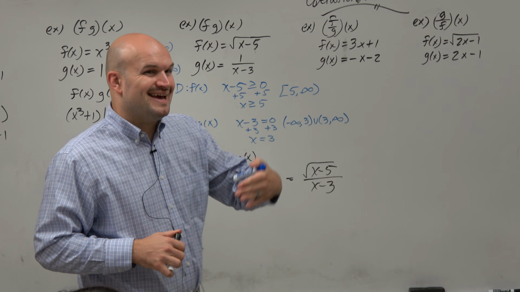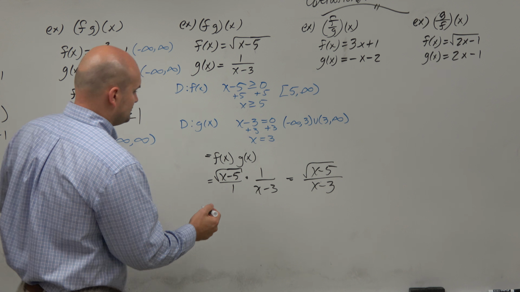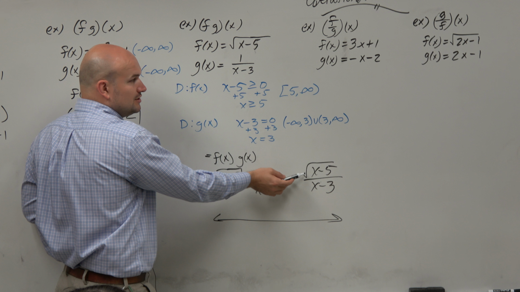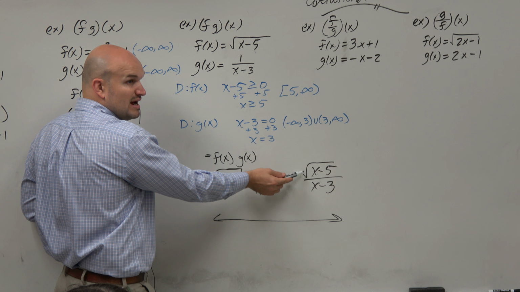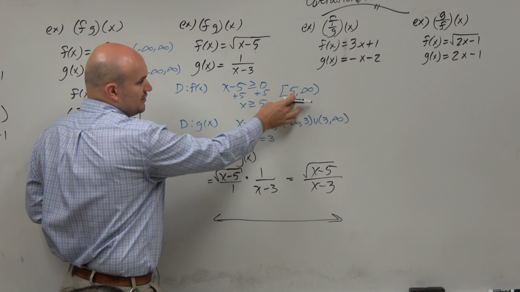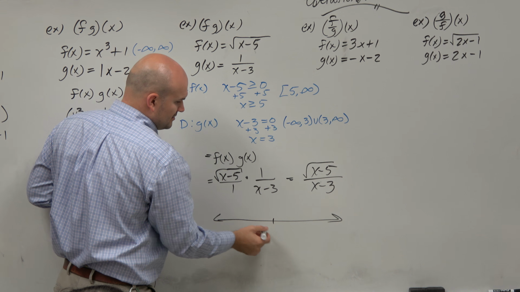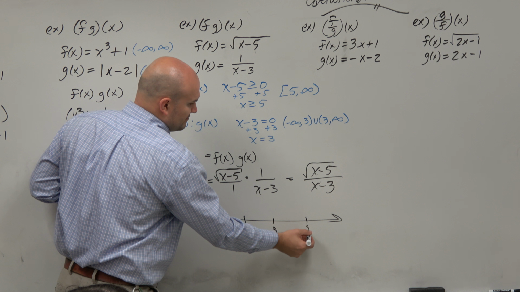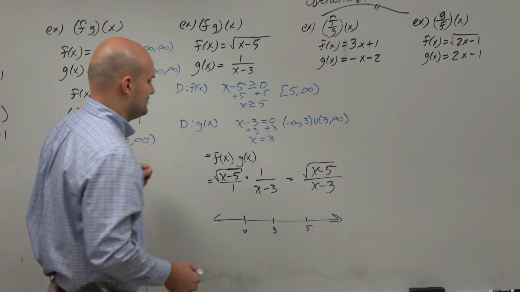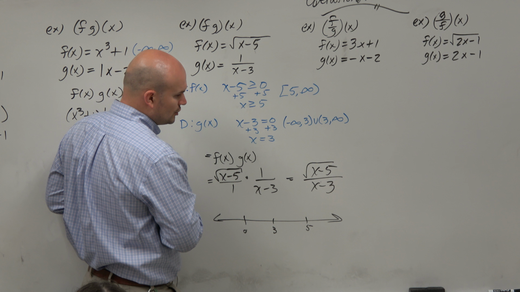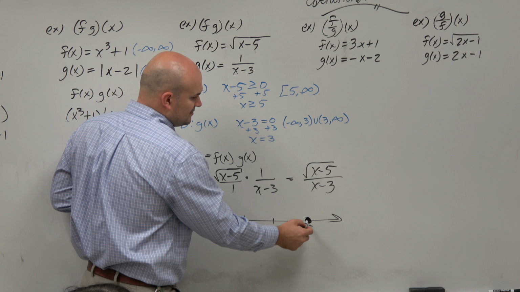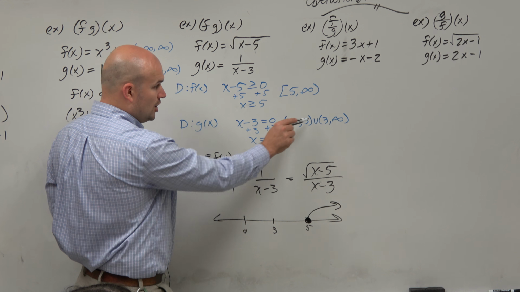So to understand this, I'm going to do a number line of each domain. Because when we multiply the product, do we still have the radical of f of x? Yes. Do we still have the restriction of x minus 3? Yes. So if we were going to graph this domain, let's make this 0, 3, and this one 5. This domain is all numbers greater than or equal to 5, so it'd look like this. And this domain is all numbers except for 3.